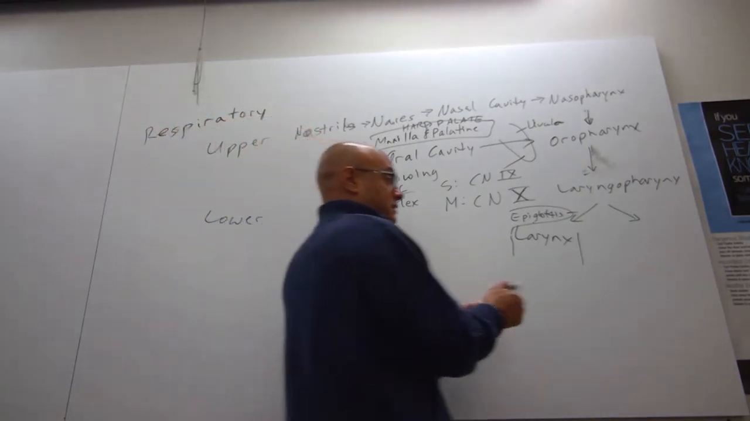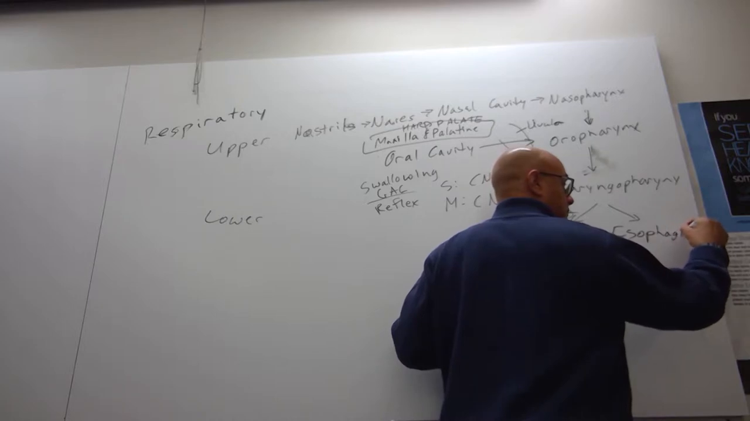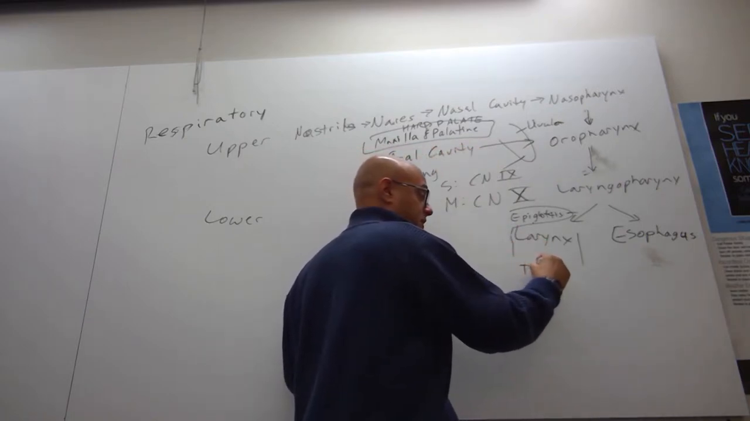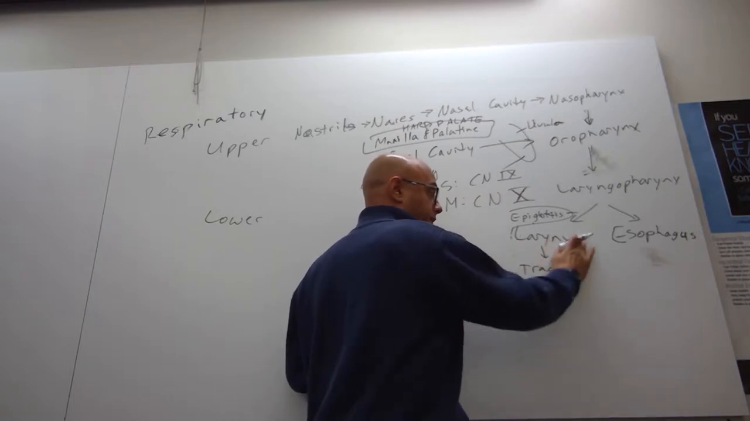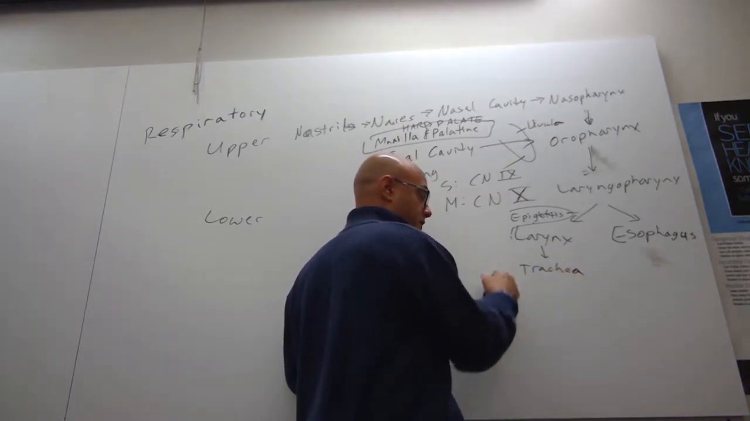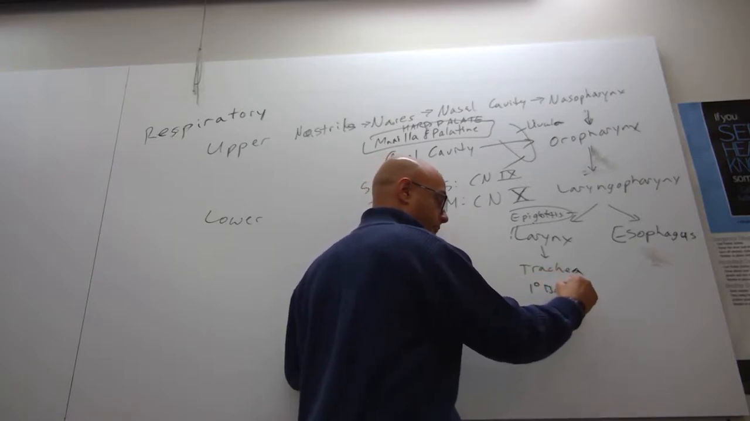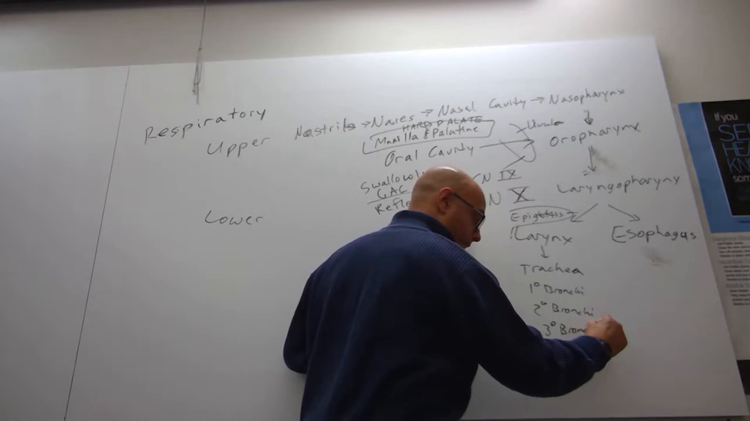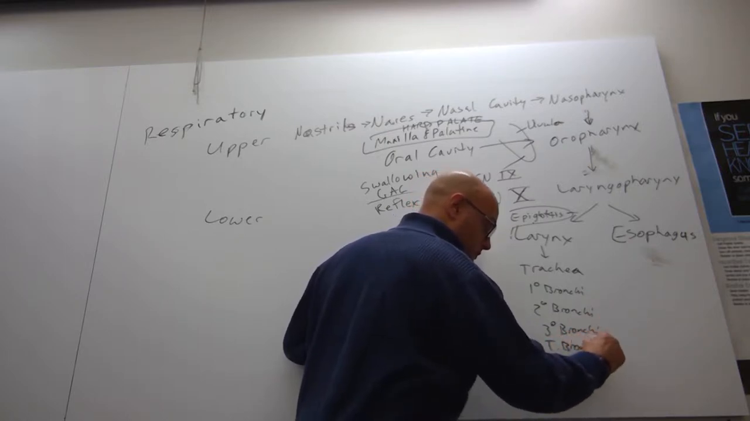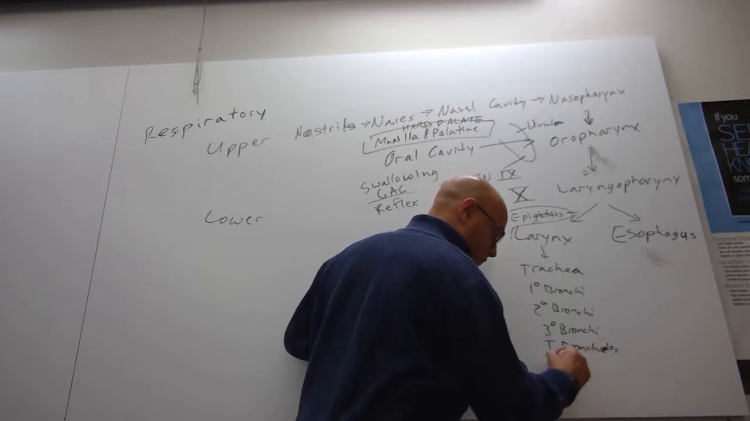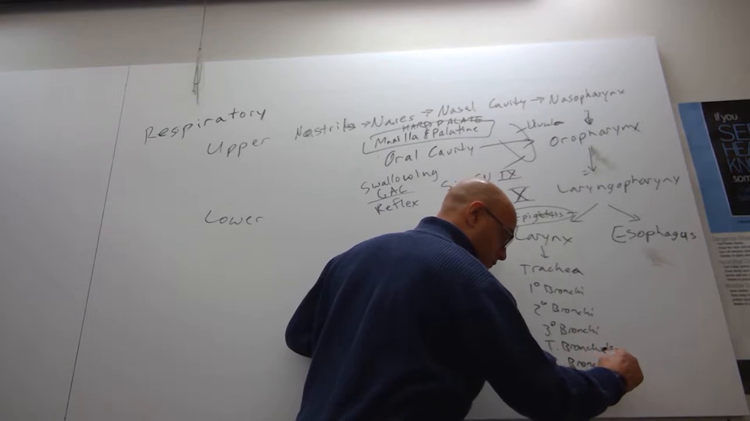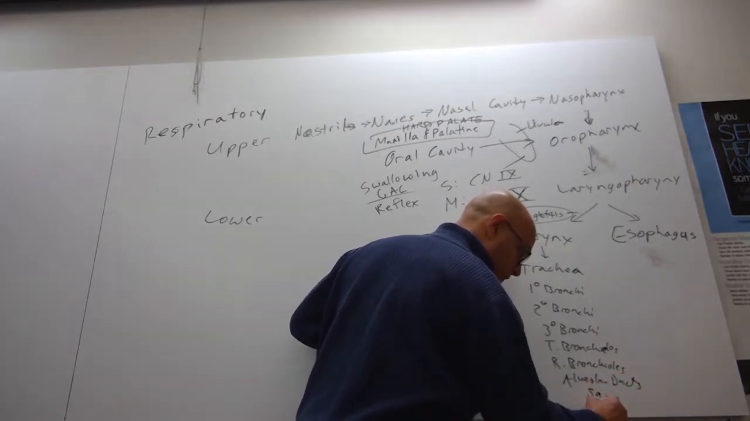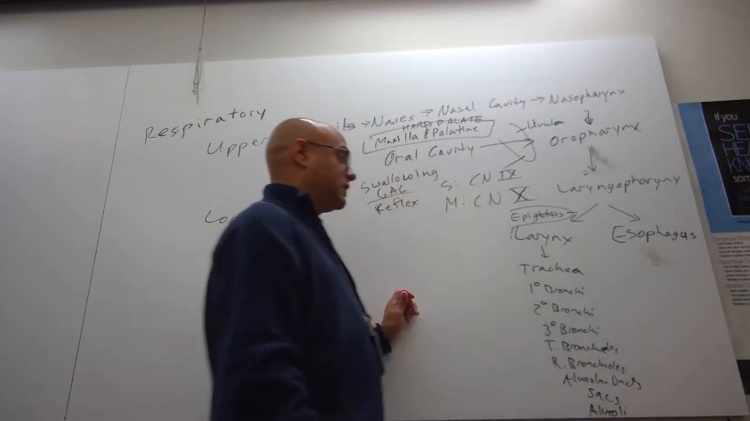So you got your larynx, and over here you got your esophagus. Esophagus hits the diaphragm. Larynx then splits up into what? Trachea. Larynx, trachea, and then primary bronchi, secondary bronchi, tertiary bronchi, terminal bronchioles, respiratory bronchioles, alveolar ducts, sacs, and then alveoli. So now watch, guys, watch.